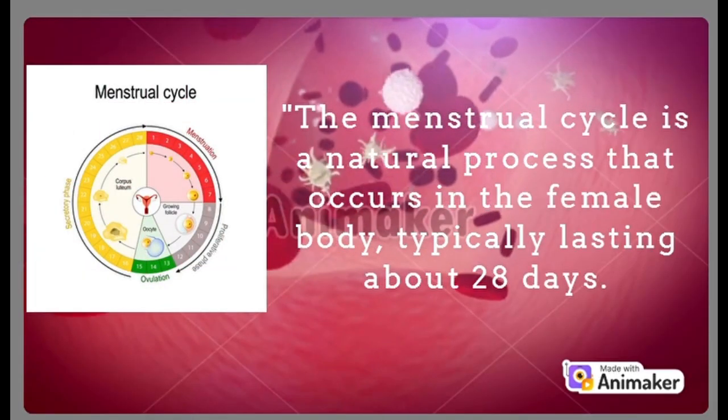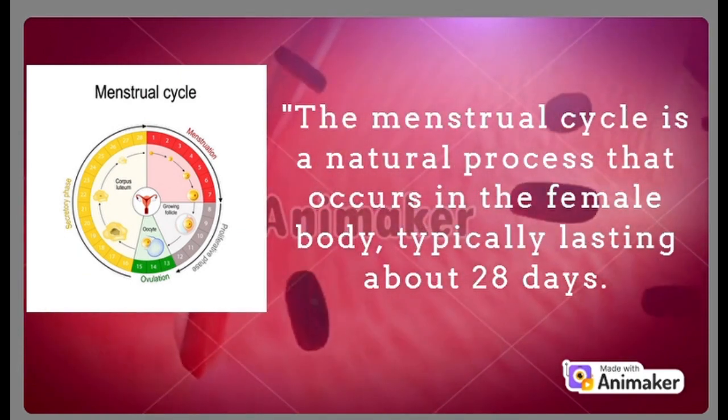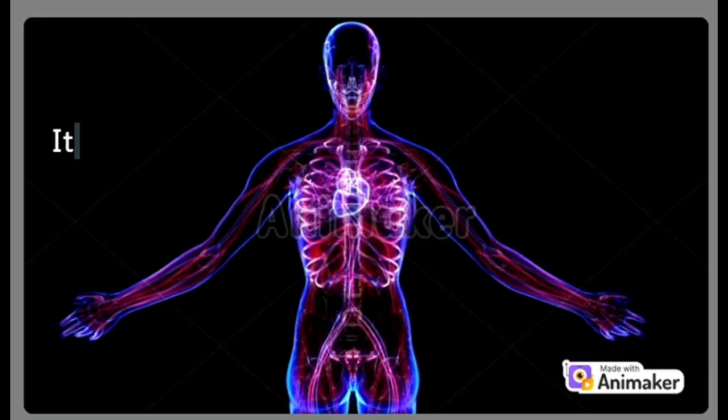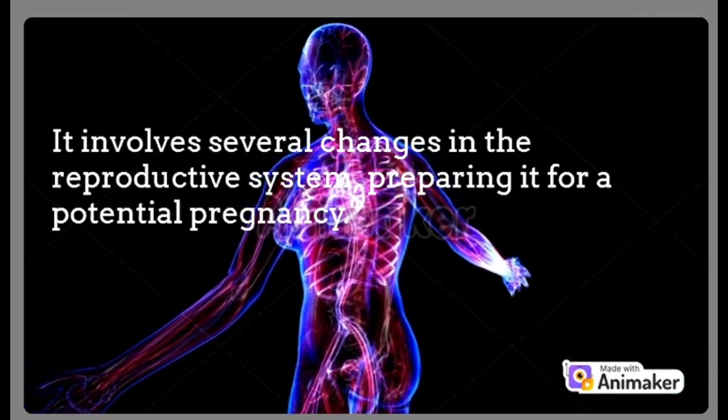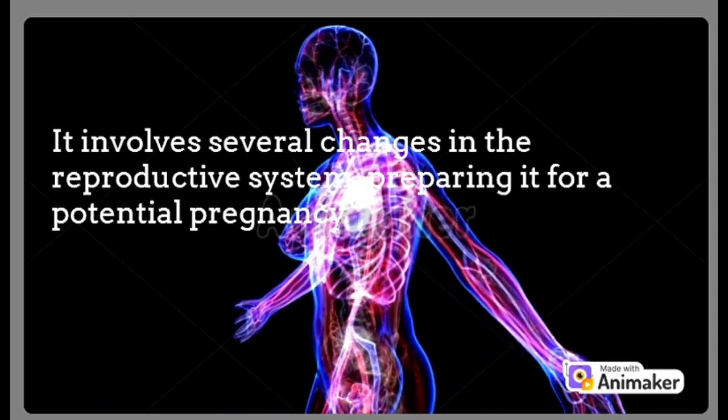The menstrual cycle is a natural process that occurs in the female body, typically lasting about 28 days. It involves several changes in the reproductive system, preparing it for a potential pregnancy.